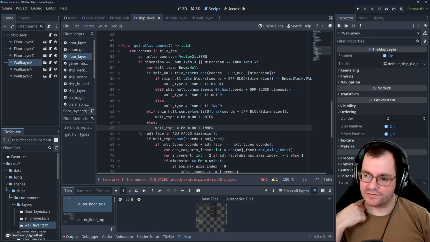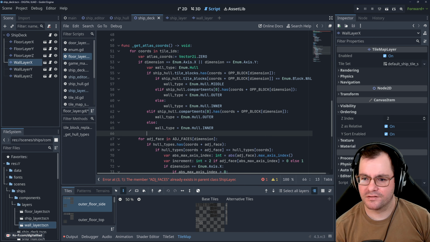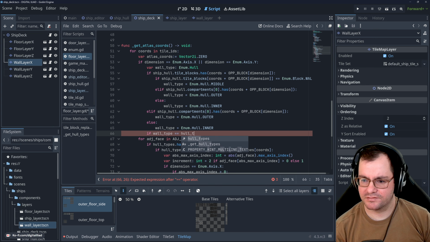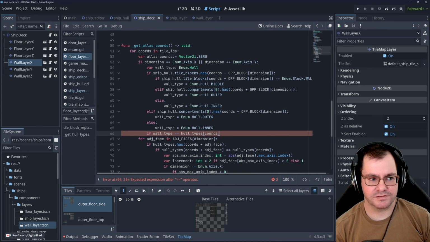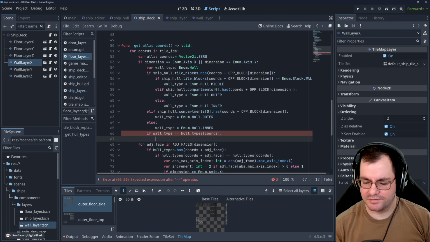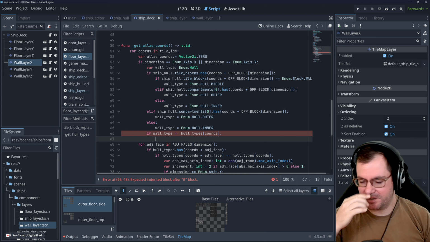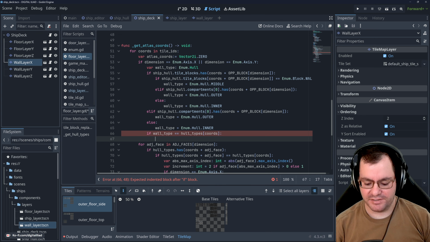And here we'll say, so after we do that, we'll ask, is wall type the same as our hull type? Hull types, coords. So we're trying to figure out if the wall above us, if the panel is the same color, essentially. And if it is, then we can get rid of the outline.